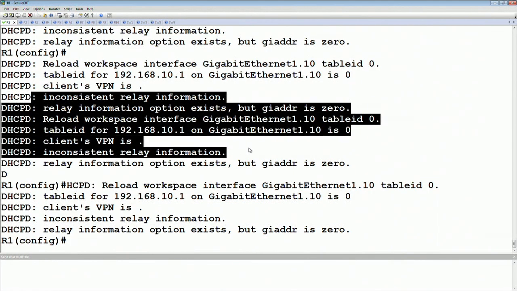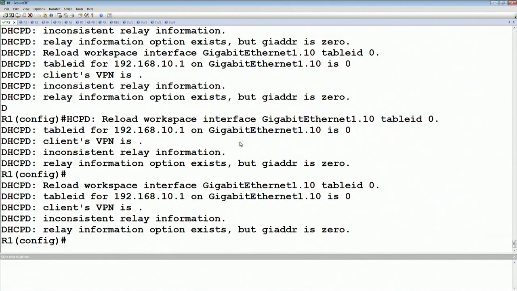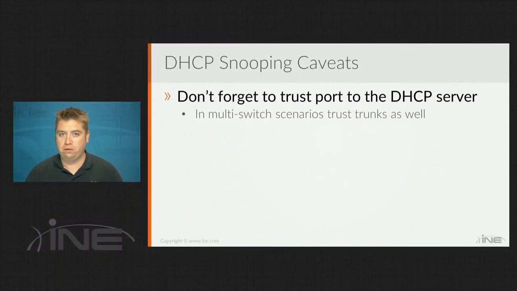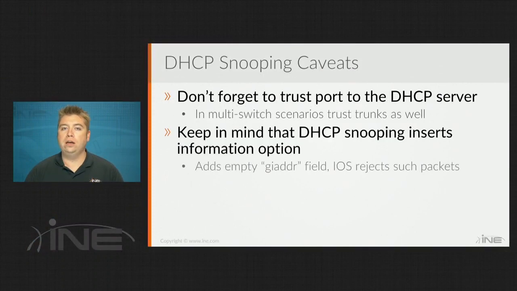Inconsistent relay information. Basically what this means is, if you don't read the documentation properly, this is kind of an obscure problem, but it exists by default: when the switch that's running DHCP snooping goes to relay the information to the server, before it does that, it inserts what we call the DHCP information option.